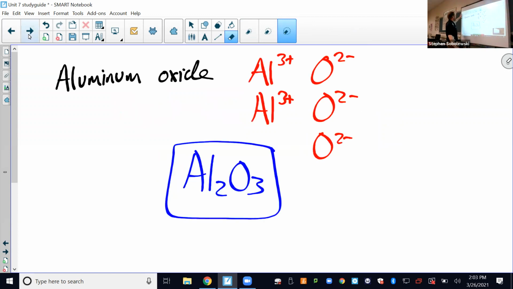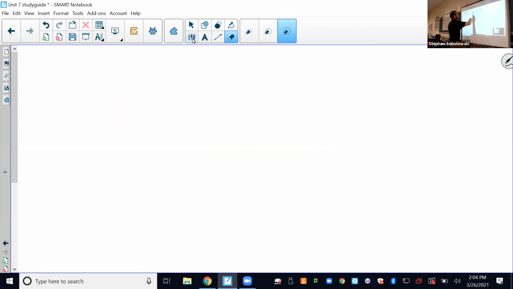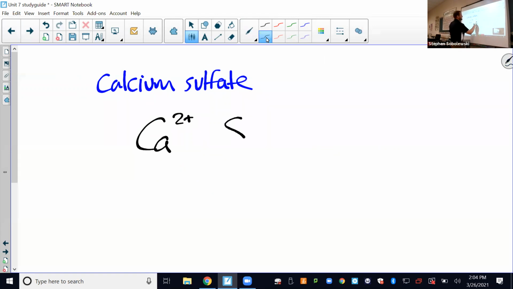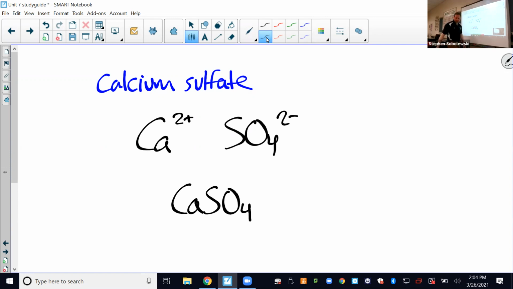All right. Let's do another polyatomic. Let's say we have calcium sulfate. So calcium is Ca with a charge of 2 plus. Sulfate is SO4 with a charge of 2 minus. So notice how it's already balanced. 2 plus, 2 minus. You're just going to put it together as CaSO4. No parentheses because there's only one sulfate.